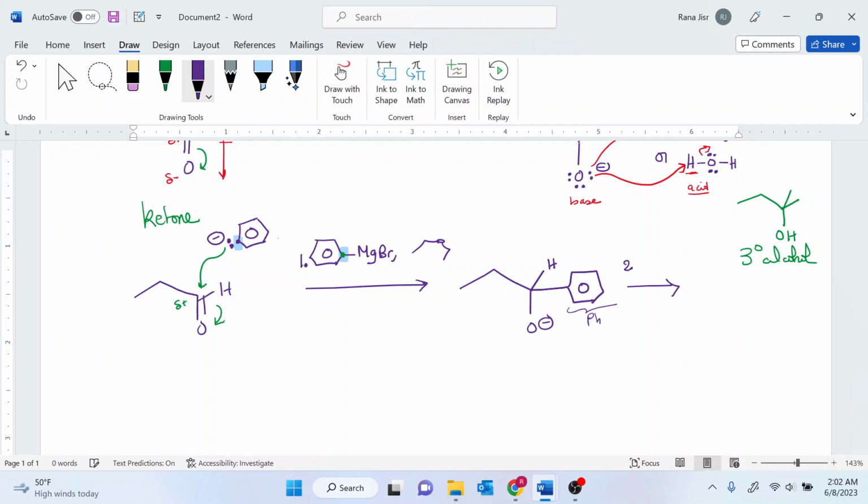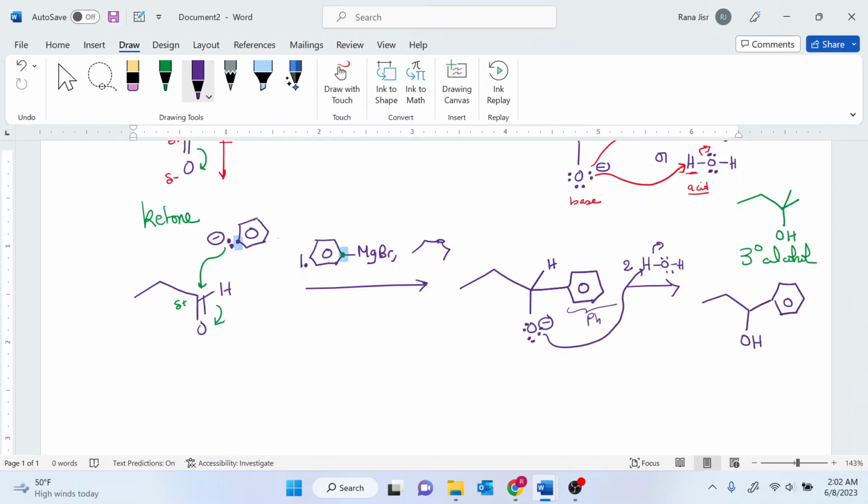Now the second step of the reaction, I'm going to go ahead and use the water to protonate the oxygen. So you're going to see over here that what I ended up getting is simply a secondary alcohol. So this is going to be my secondary alcohol in this case.